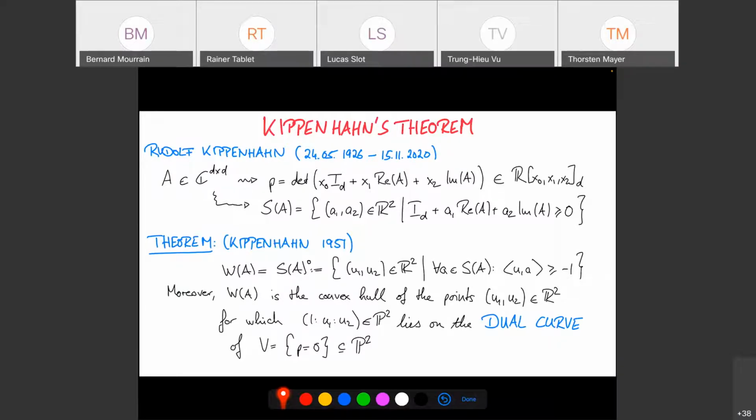the polar of the spectrahedron S of A is by definition all vectors in R2 that make inner product at least -1 with every point of S of A. So these are the normal vectors, or finally, these are supporting hyperplanes. These are half spaces in R2 that contain the set S of A in one side, right? U comma A less than or equal to -1 defines a half space in R2. U comma A equal -1 is a line, and we look at everything on one side of the line. And we are saying S of A is completely contained in this one half of the plane.